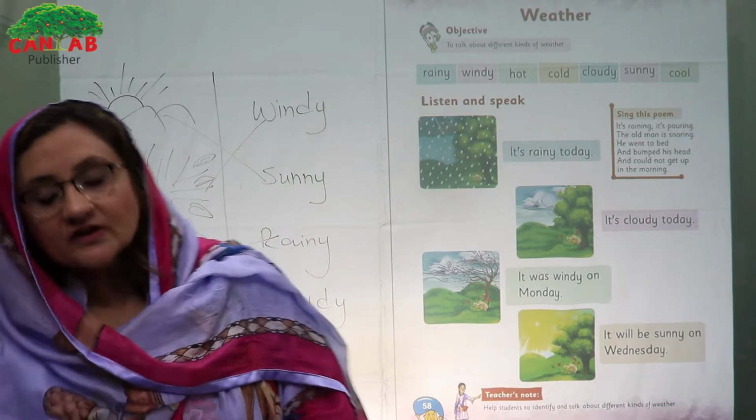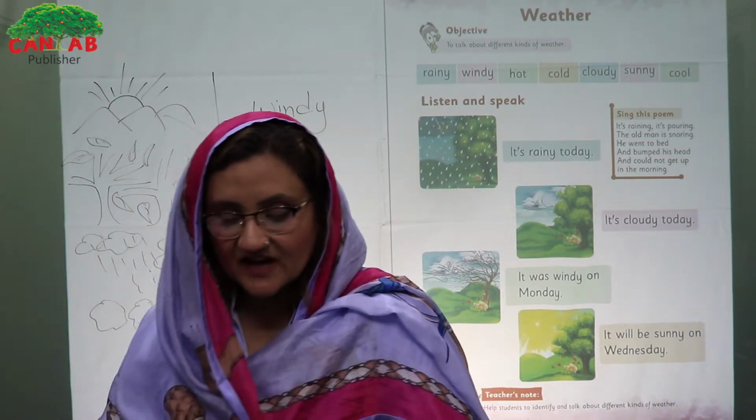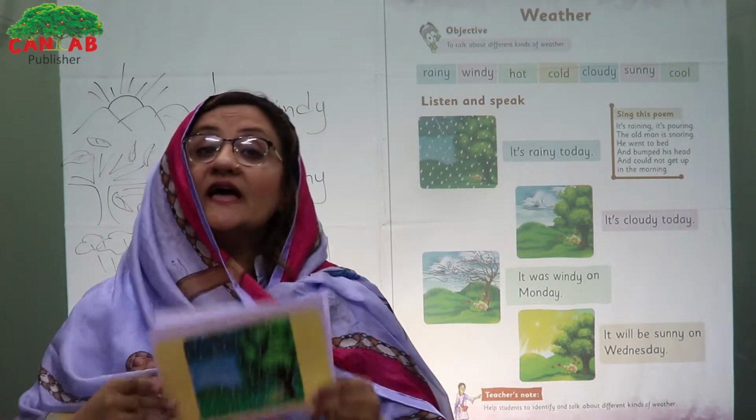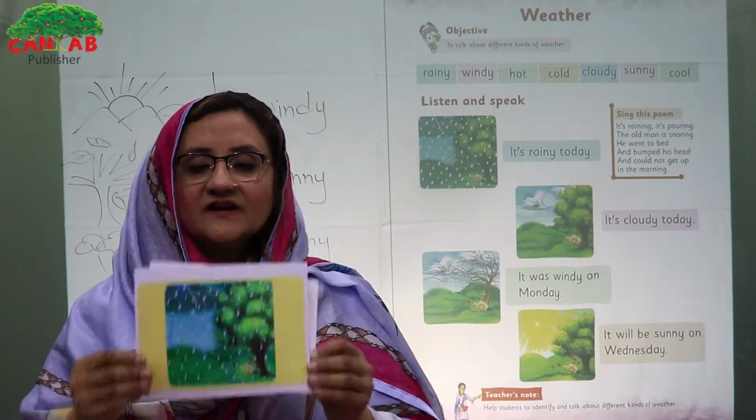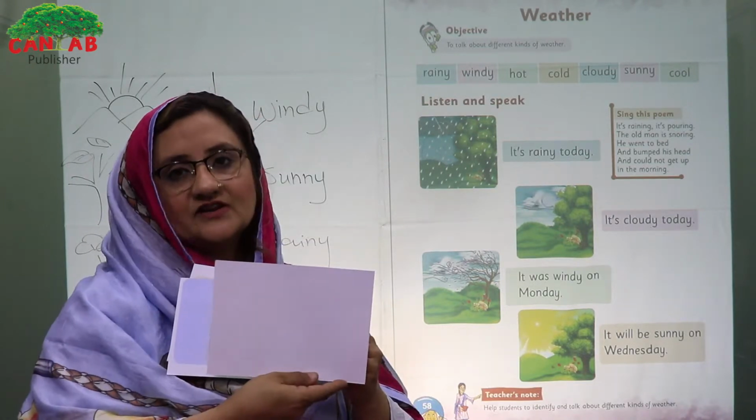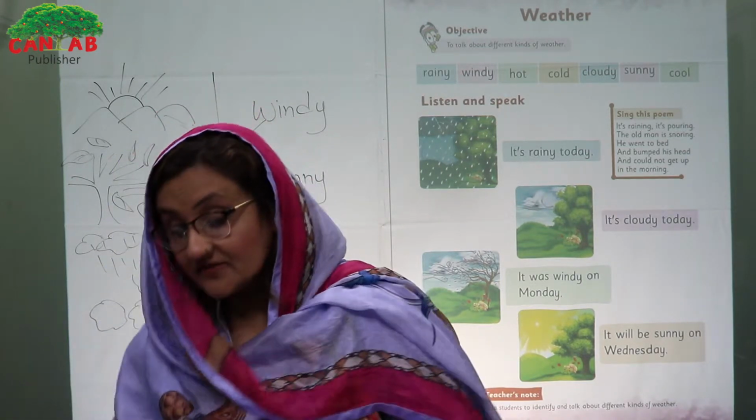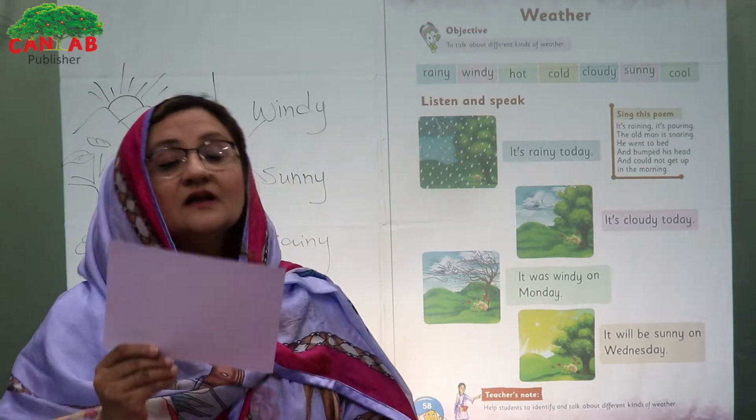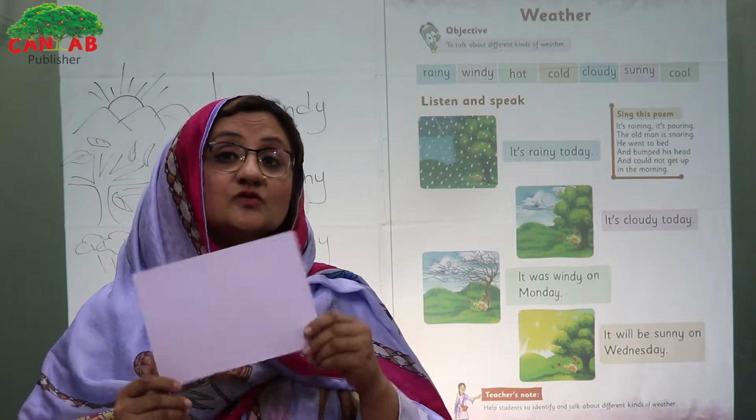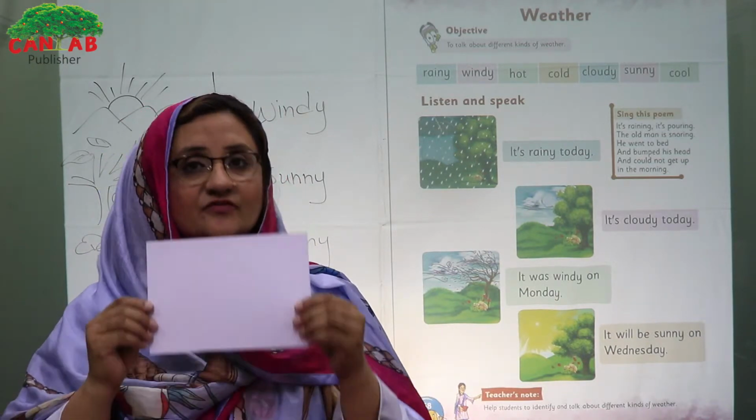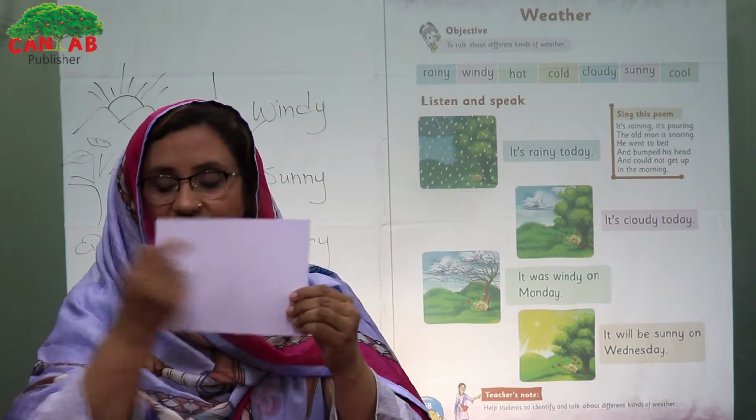After this, you can divide these flashcards among the students and ask them to write the name of the weather condition at the back of the flashcards. Then you can give them plain flashcards like this or pieces of paper, and you can encourage them to draw the picture of their favorite weather and to write down the name of the weather there on the picture.